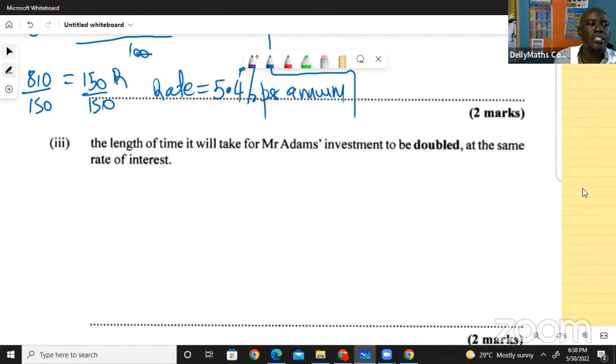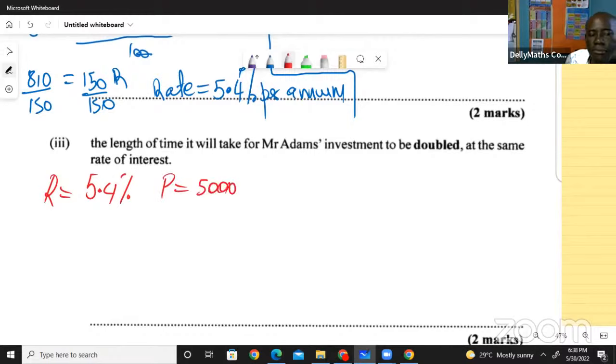All right, let's now look at the next question. It says the length of time. So we're supposed to determine the length of time it will take for Mr. Adams' investment to be doubled, right, at the same rate. Now, they are saying that the rate is the same. So we're talking about the rate, which is 5.4. So R is 5.4, they are suggesting. All right. Now, its principal is 5,000.